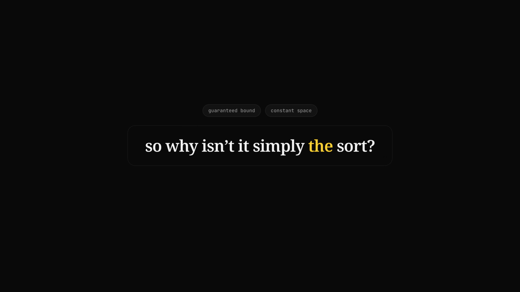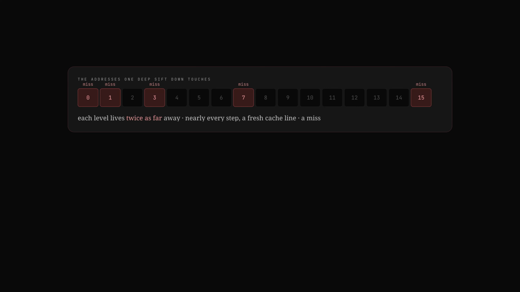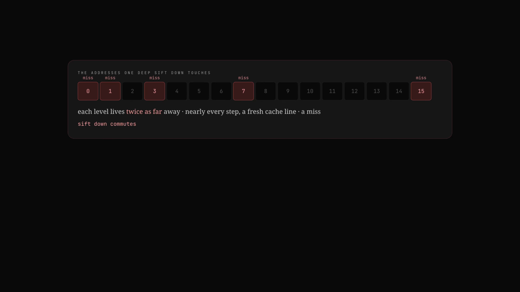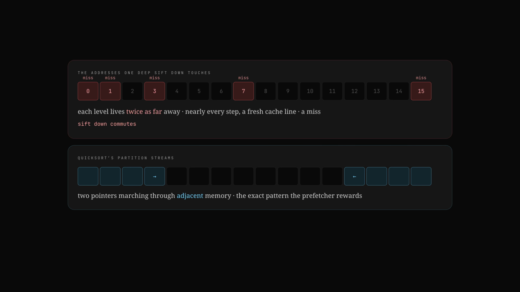Why isn't it simply the sort? Lesson 2 gets the final word. Watch the addresses one deep sift down touches. Index 0, then 1, then 3, then 7, then 15. Each level lives twice as far away as the last, so in a big array, nearly every step lands on a fresh cache line. A miss. Sift down stumbles. Quicksort's partition streams, 2 pointers marching through adjacent memory, the exact pattern the prefetcher rewards. Same big O shape, physically cheaper steps, so quicksort usually wins on real hardware.